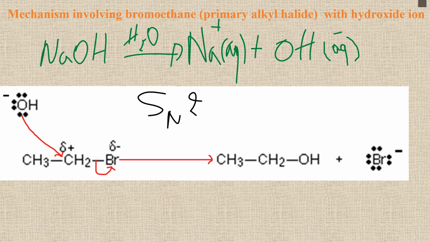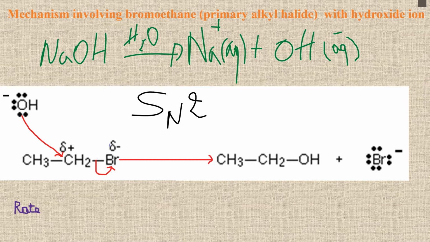The name of this mechanism is SN2, where S stands for substitution, N stands for nucleophilic, and 2 stands for bimolecular. The full name is nucleophilic substitution of the second order, or bimolecular nucleophilic substitution. What does it mean? This mechanism involves collisions between two species in the slow step, in this case the only step of the reaction, which is why we call it bimolecular.